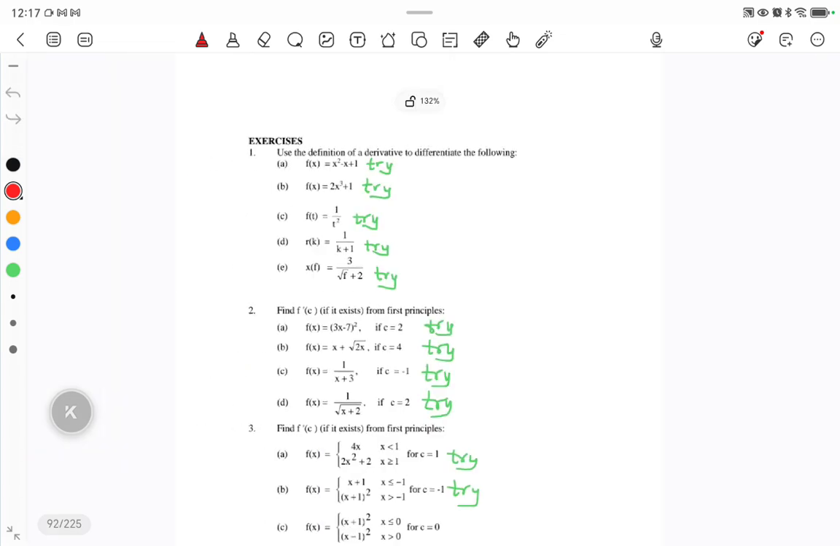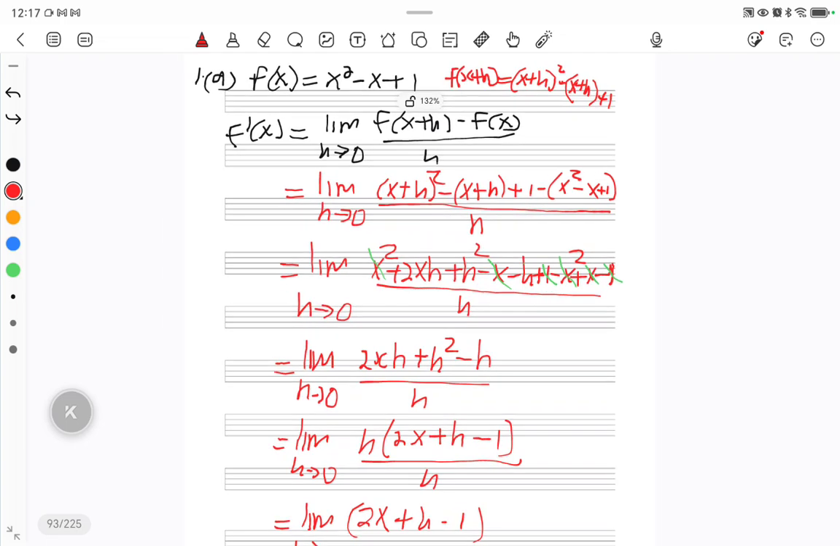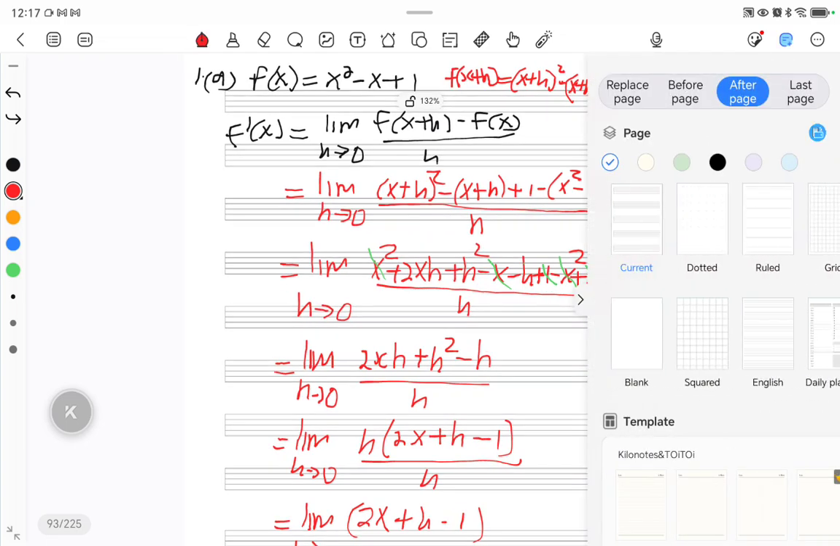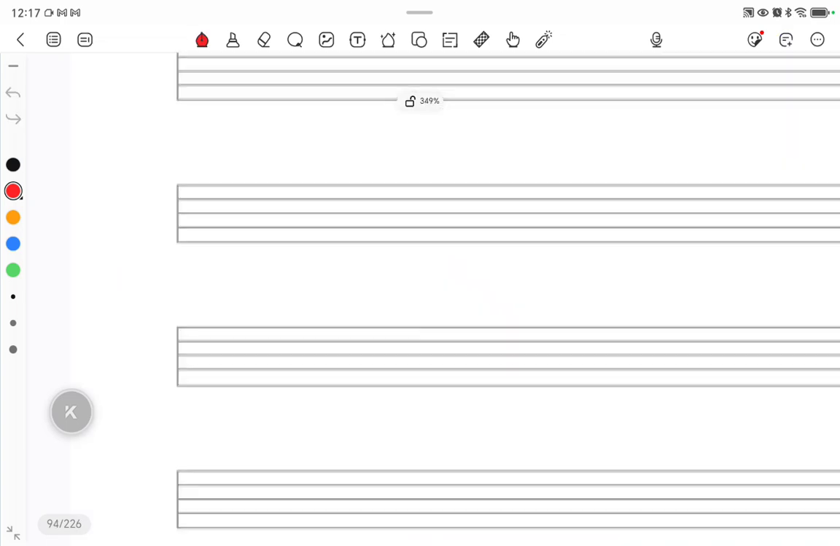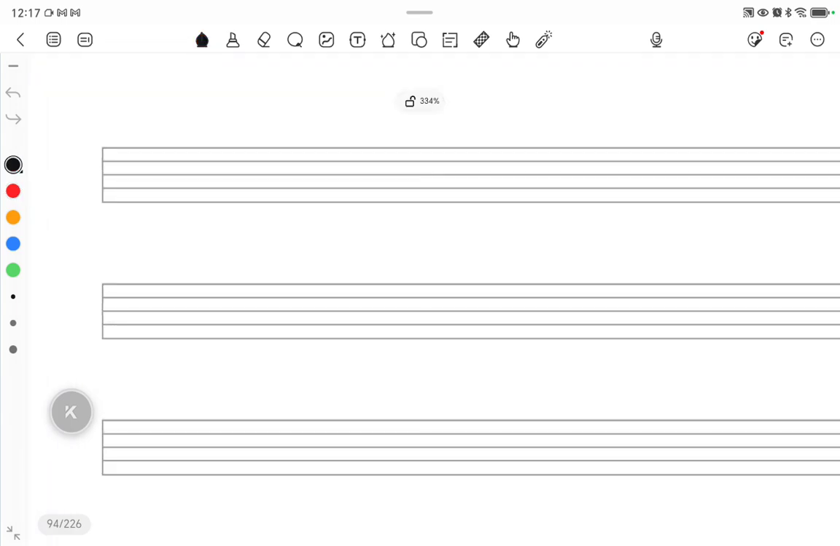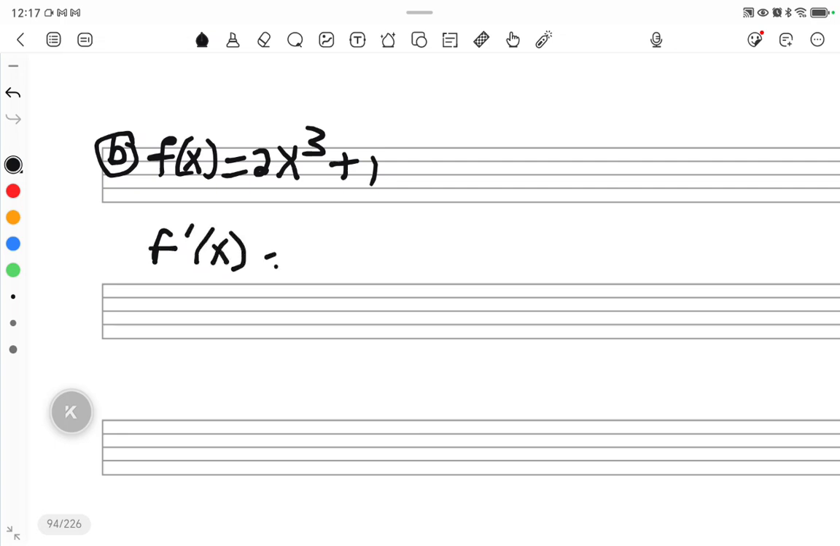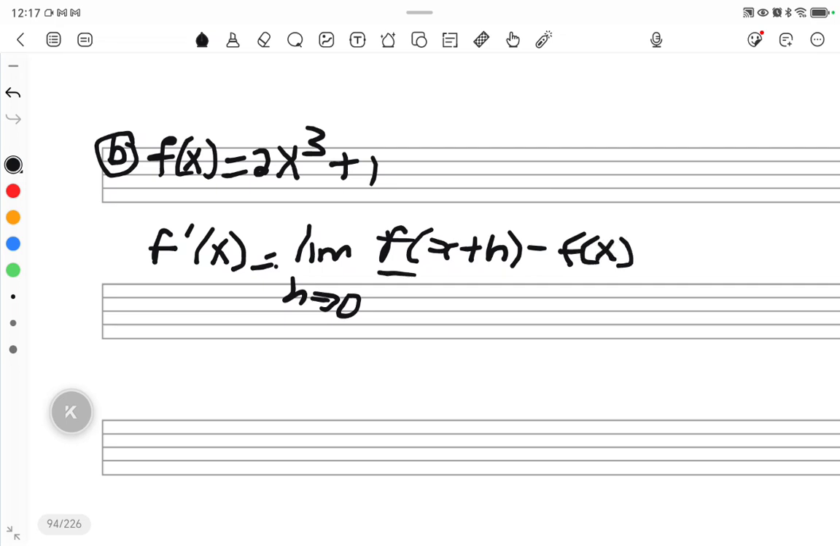The second one, we had 2x to the third plus 1. And we know that f prime of x is equal to the limit as h approaches 0 of f of x plus h minus f of x all over h.